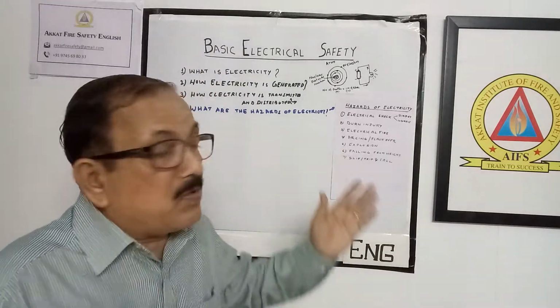What are the hazards of electricity? So what do you mean by hazards? I have already told you in the safety classes. Hazards means anything which can be harmful to us. So what are the things which are going to be harmful with electricity? Let us understand one by one. Electricity is a very huge energy. When we are using it, tremendous hazards are there. So let us understand what the hazards are.